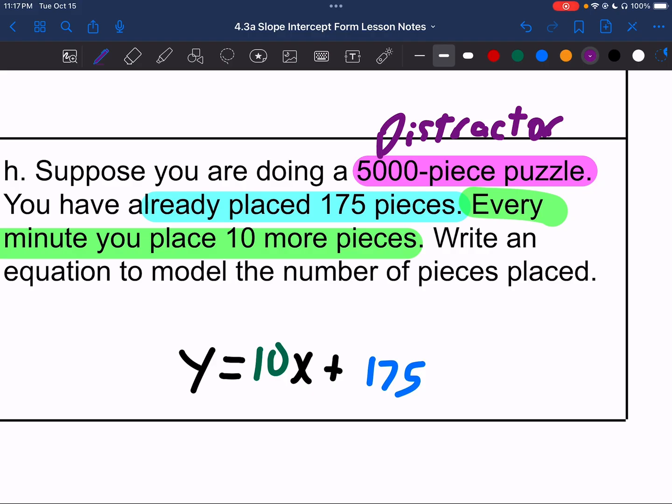Now, if there were to be a part B of the question that asked, how long would it take to place all the pieces? Well, now you would be able to use that 5,000 and substitute it in for y and solve for x to give you the time of how long it would take to place all of the rest of the pieces. But that's not what we're asking for here. We're just asking for an equation that's going to model how many pieces have been placed down. So that's why the distractor is unnecessary information that we can just cross out and skip over.